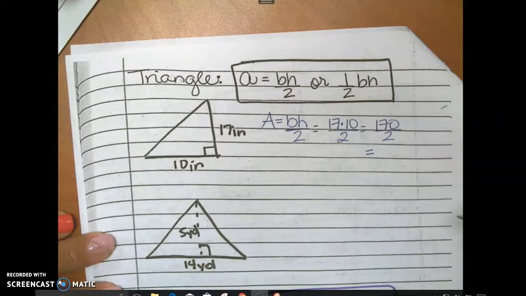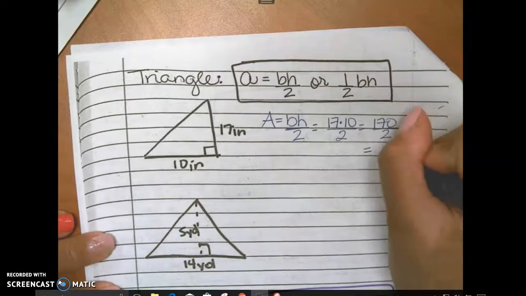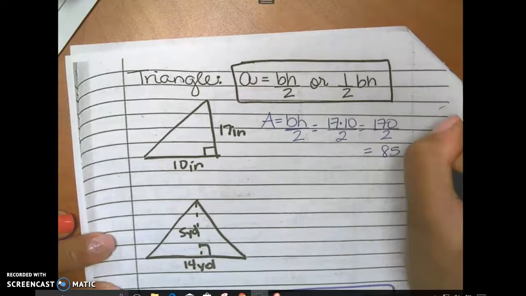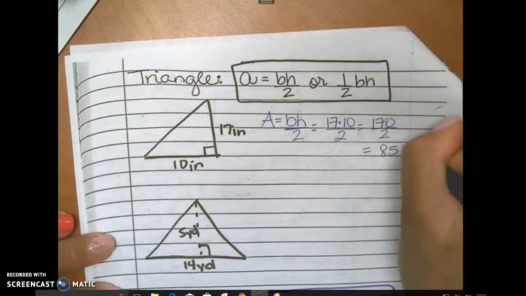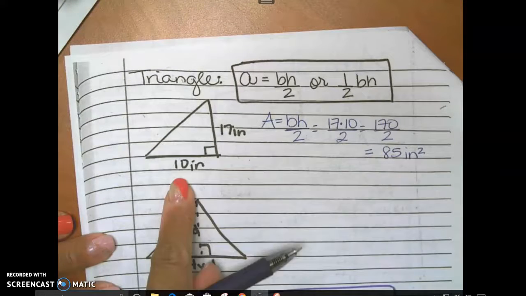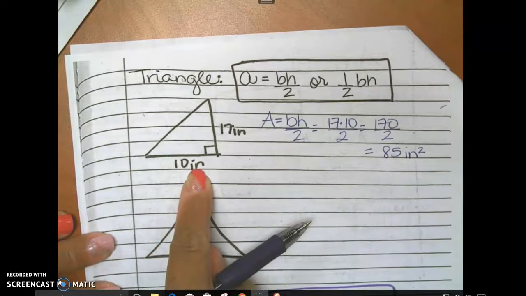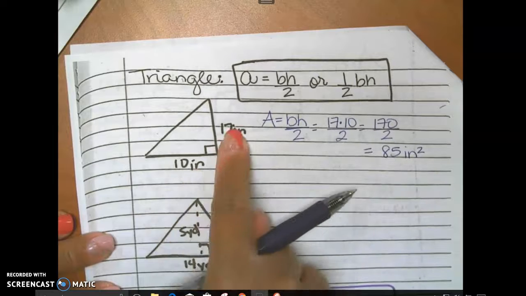Multiply that by 10. How much? 8.5 times 10 though. I don't need the decimal. 85. 85 inches squared. Is this the one where I wrote meters in inches?